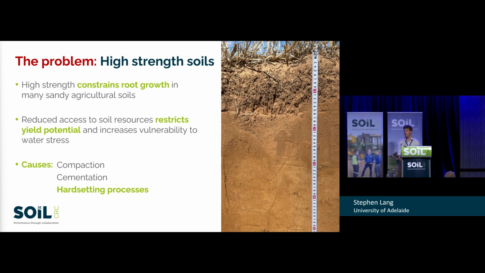High soil strength can develop through a variety of mechanisms which often overlap. These include compaction, where external forces compress the soil, cementation, where chemical reactions create hard pans, but also hard setting processes, where soils become hard as they dry out, but then soften again when they're re-wet.